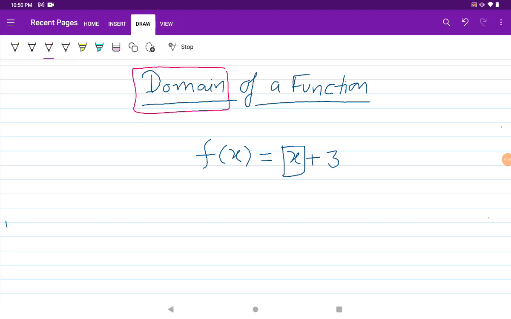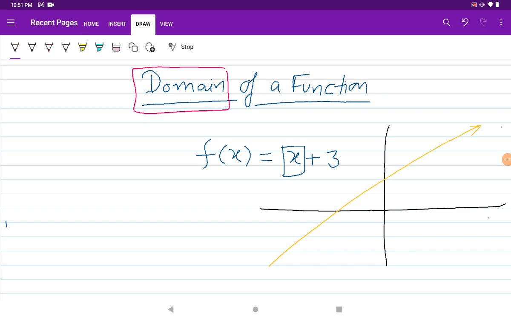You can draw the graph of this function also. If we draw the graph of this function, it looks like this. So this is the y-axis, this is the x-axis. You can check that the value of x changes from negative infinity to positive infinity. So here this function is defined for all real values of x. So what can we say about the domain? The domain of this function is all real numbers.